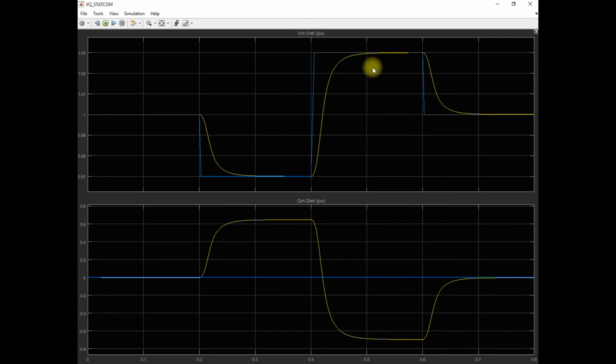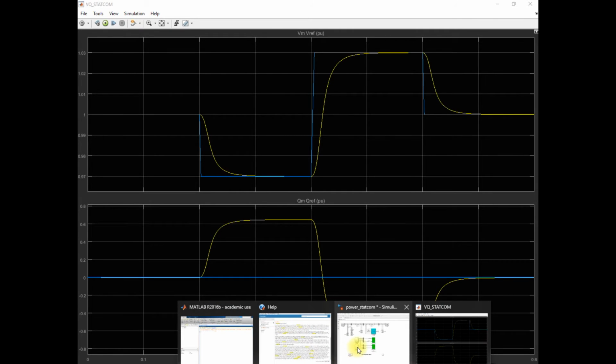So this is the effect of droop reactance on the VI characteristic of the STATCOM. Now let's set this droop again to the 0.03 value.